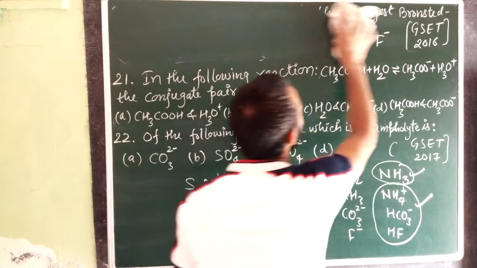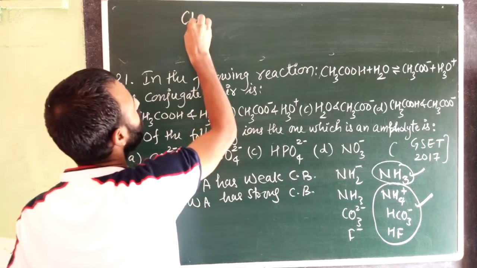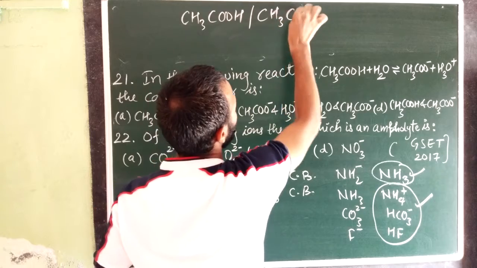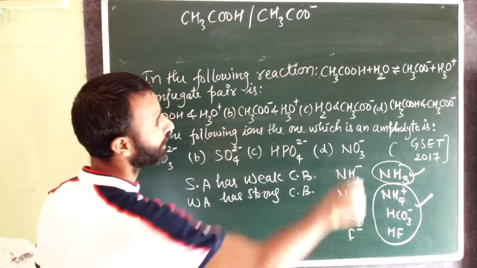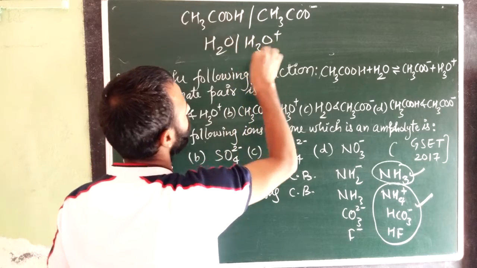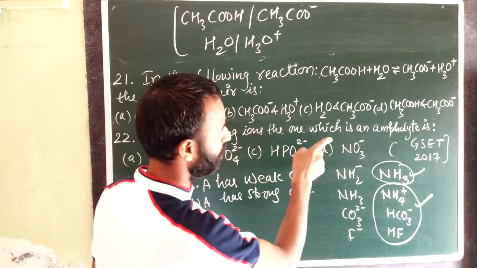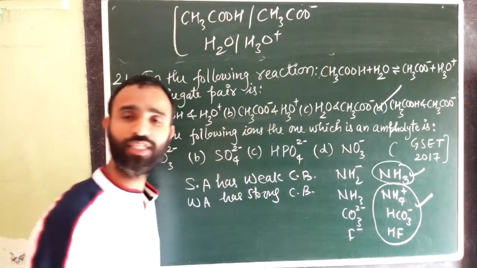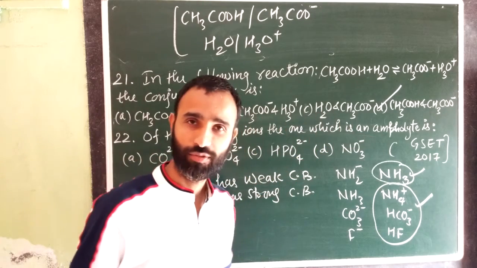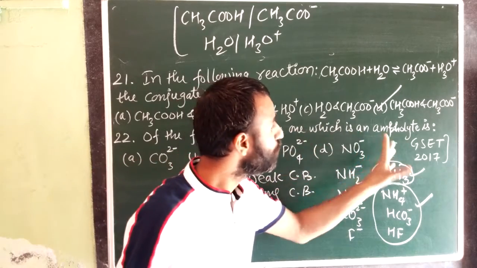Okay. Next, in which of the following reactions is there a conjugate pair? So there are two acid base pairs. First pair is CH3COOH and CH3COO negative. Second pair is H2O and H3O plus. These are the two pairs. So out of these, only D option is correct, because the rest of the pairs are not conjugate. Done.